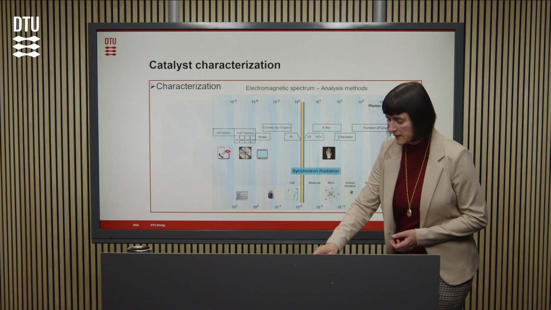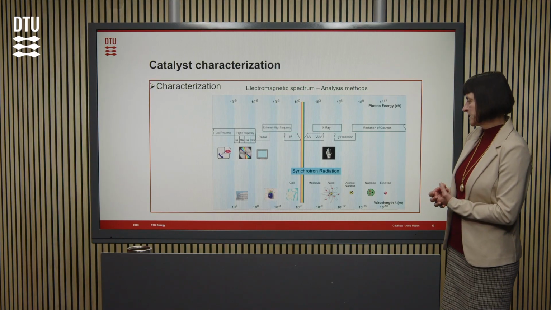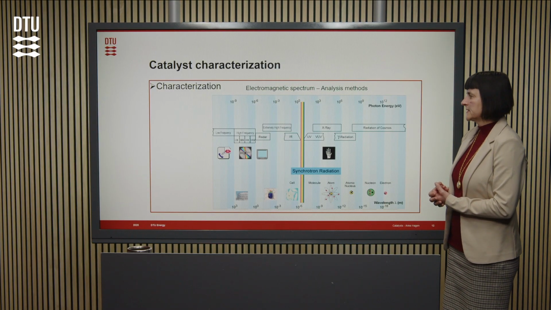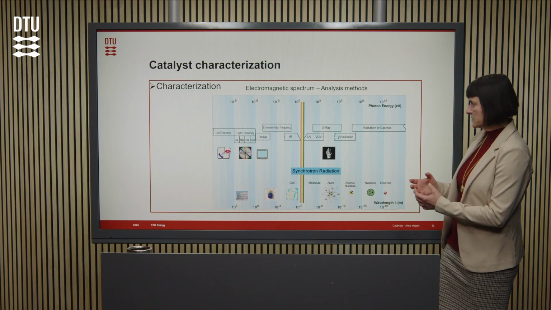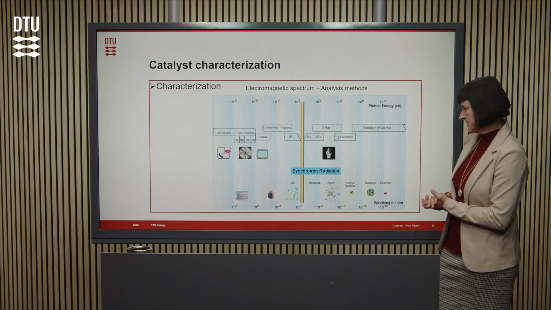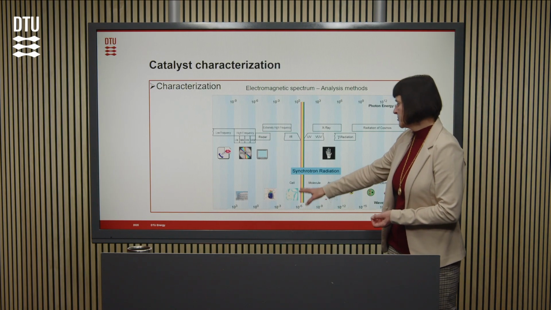And how can we do that? We can use a lot of radiation, which is illustrated here. So we go from high energy to low energy. And just to give you a standard, this is the visible light here.